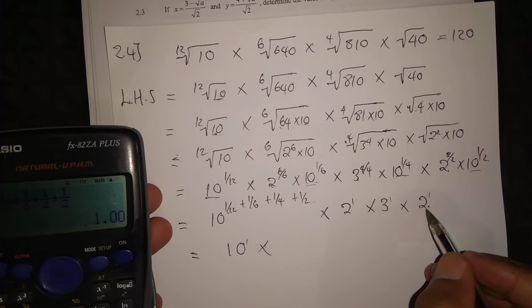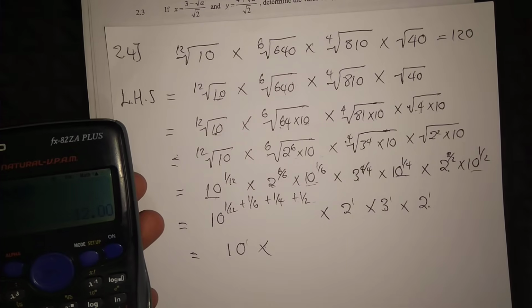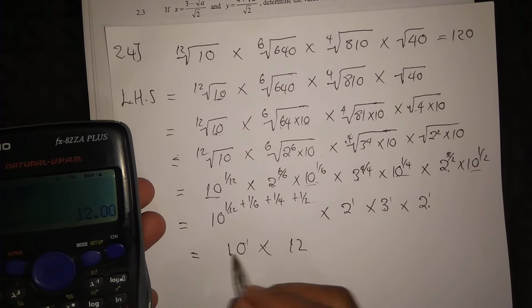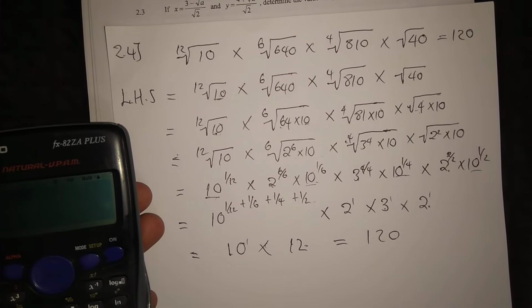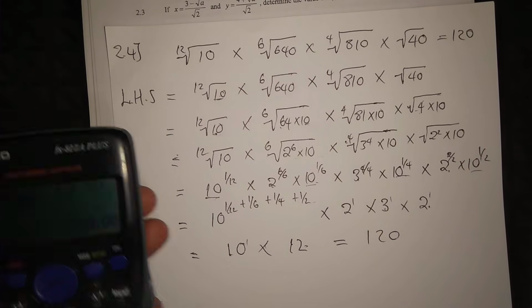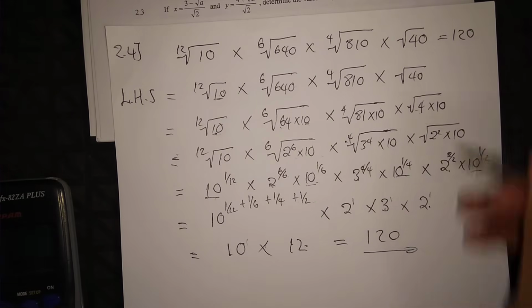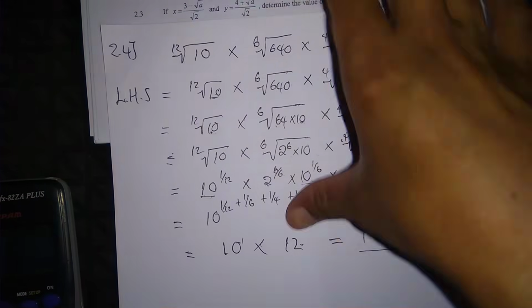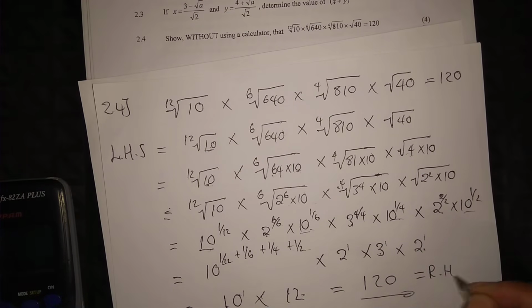2 times 2 is 4. 2 times 2 times 2 times 3 is what? It is 12. What is 10 times 12? It is 120. So therefore we have proved it. So 120 is equal to the right hand side. So we have proved it.